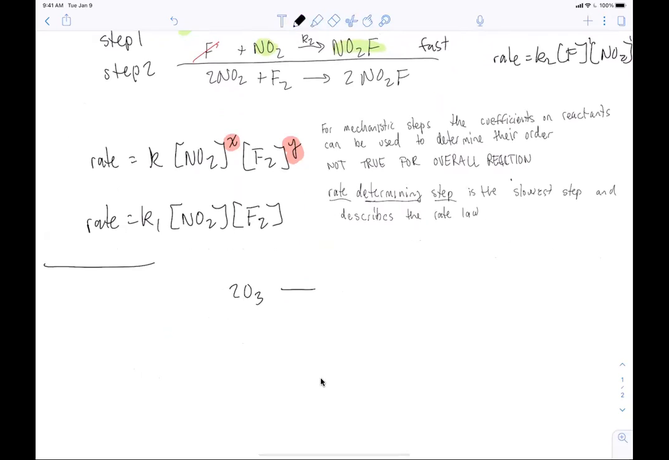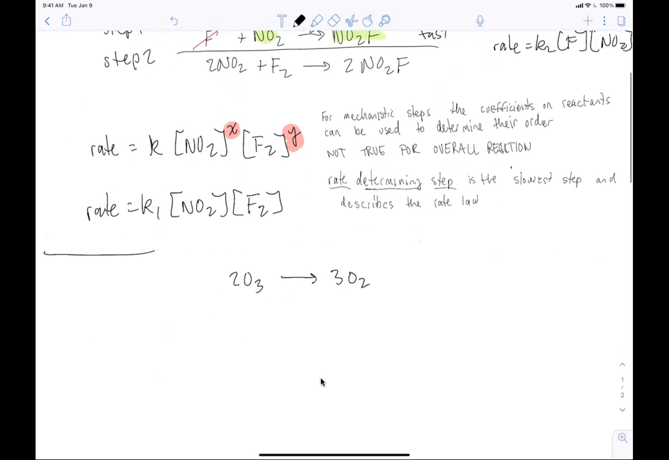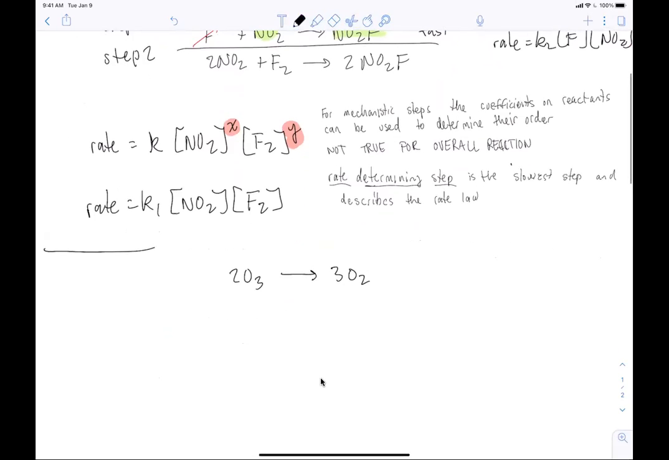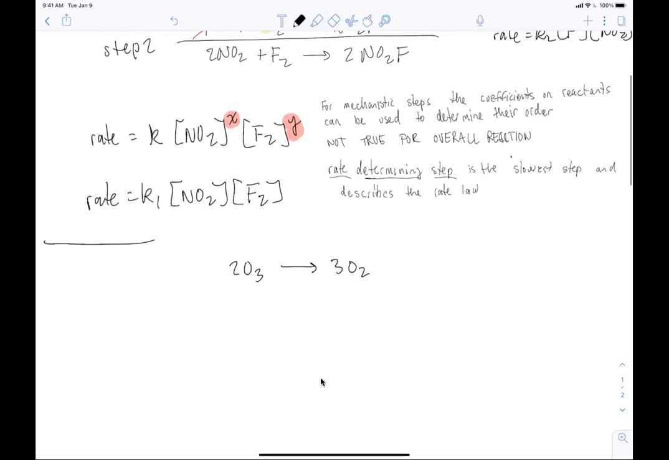So ozone, which is a pollutant, well, it's a pollutant close to the surface of the planet. When you get to the upper part, we need it. But anyway, ozone will break down into oxygen. So we're looking at these two allotropes of oxygen here. Ozone will break down into O2. This is the overall reaction.